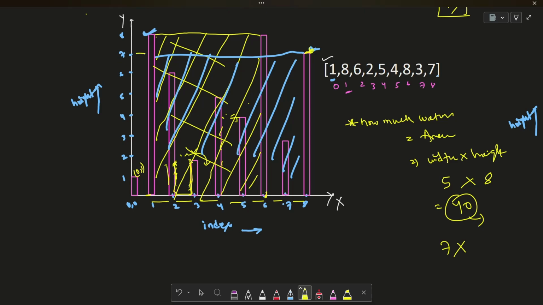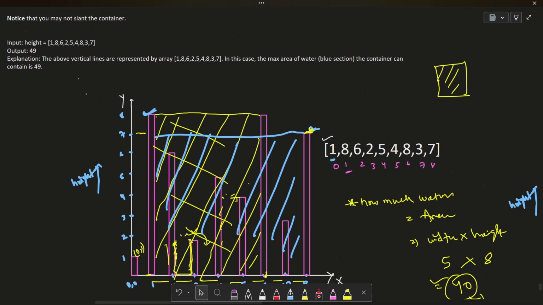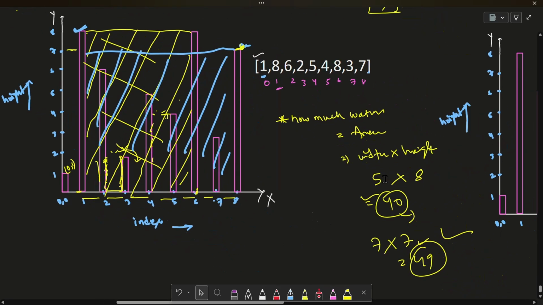So what is the height? 7. 7 into 7, 49. You can see it is holding more water than the one before. So this is going to be our answer. And in the output also it is saying 49. This is how we are going to identify the most rainwater in a container.